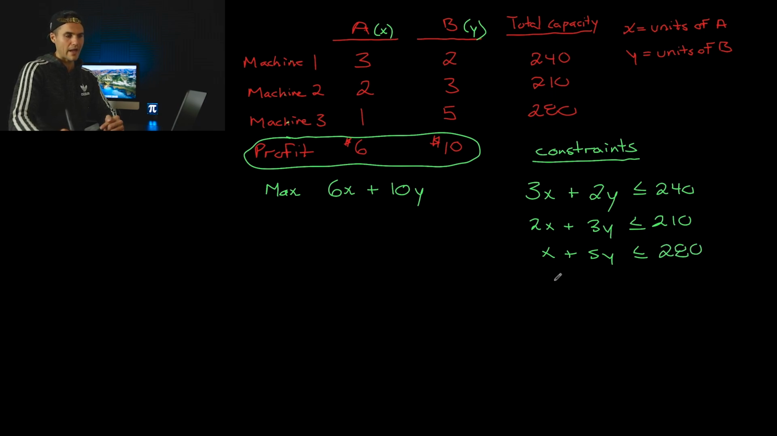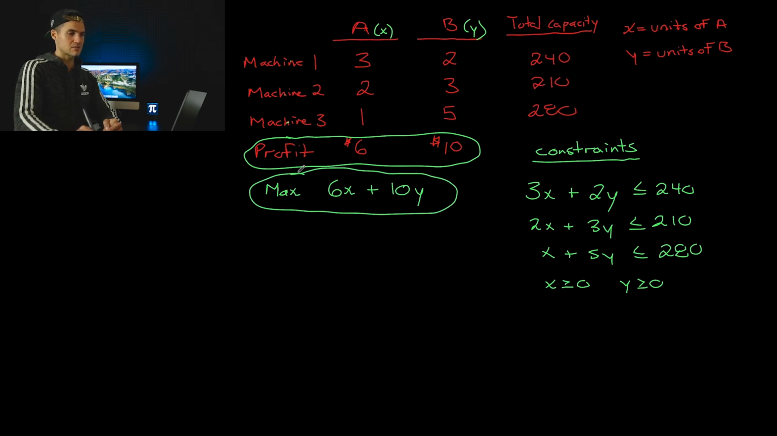And then also x and y have to be greater than or equal to 0, right? You can't be producing a negative unit, right? So x has to be greater than or equal to 0, y has to be greater than or equal to 0, our variables. And so these are our constraints right here. So we're trying to maximize this right here with these constraints.